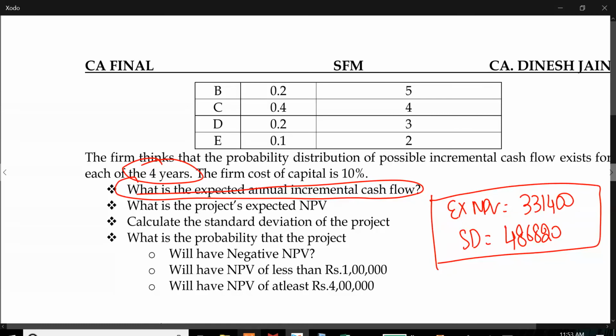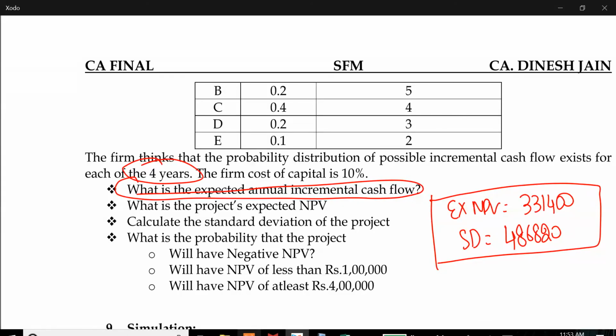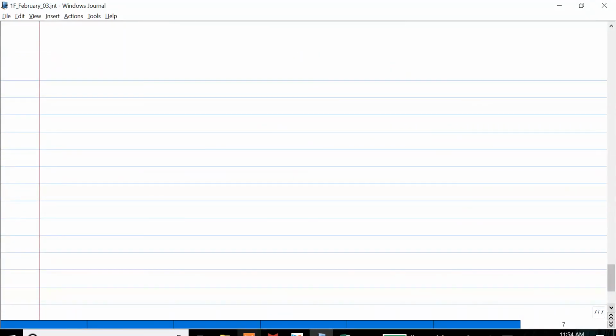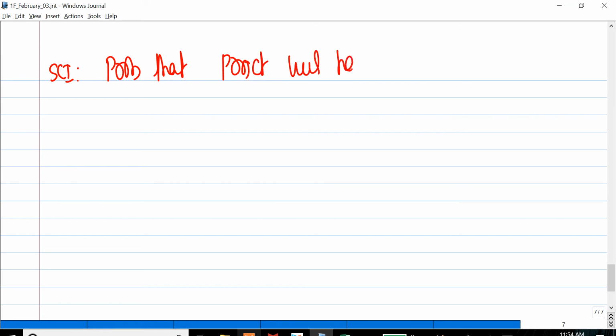Now I have done this for NPV, but you can do this for any item you want to analyze: distance, time, marks, returns, anything. You need these two numbers, expected NPV and standard deviation. Now scenario 1: probability that the project will have negative NPV.